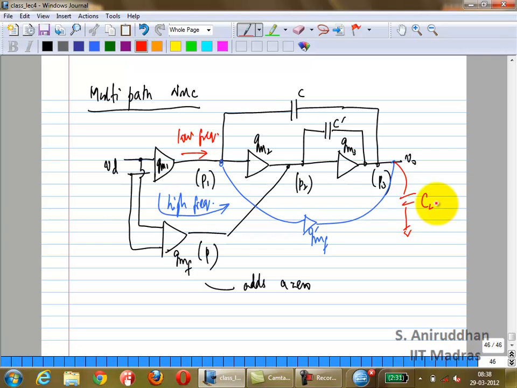Well, if you just add across one opamp, it's just the same thing as increasing GM1, right? That doesn't help you at all. That is part of the original trade-offs. If you just add a GM across the first opamp, that doesn't do anything for you.